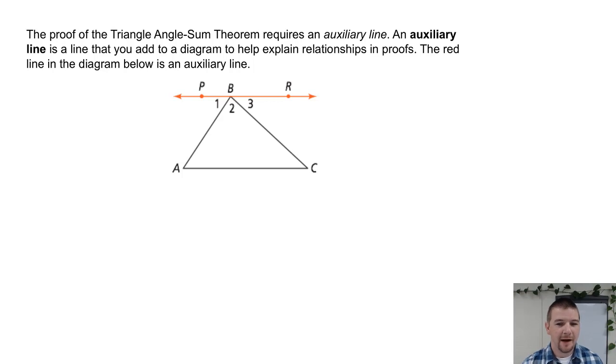Vocab, auxiliary line. The proof of the triangle angle sum theorem requires an auxiliary line. And here's the definition. An auxiliary line is a line that you add to a diagram to help explain relationships in proofs. The red line in the diagram below is an auxiliary line.